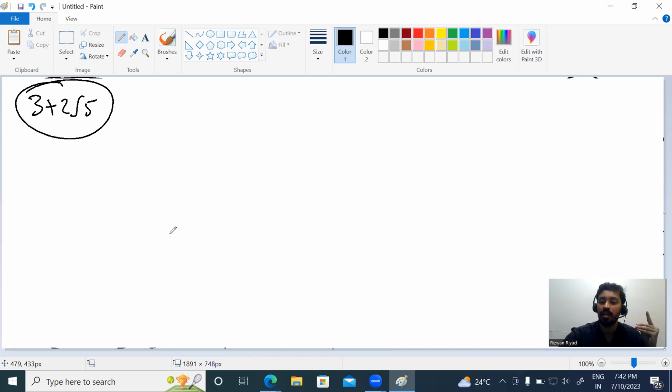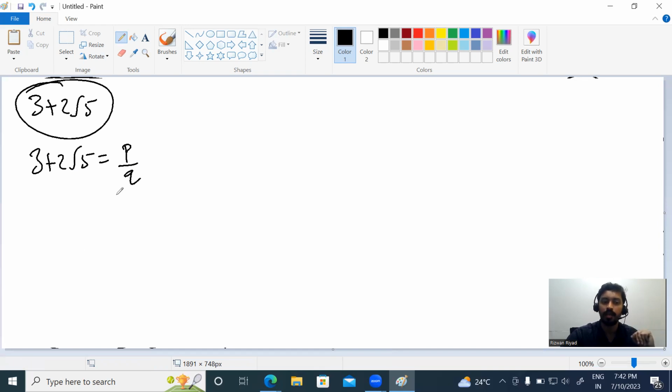If it's rational, then you can apply all the properties of rational numbers. The most important property of rational numbers is that you can represent it in p by q form, where p and q are integers and q is not equal to 0. So you can write 3 plus 2 root 5 equal to p by q.